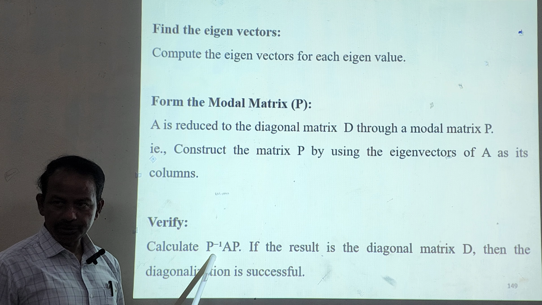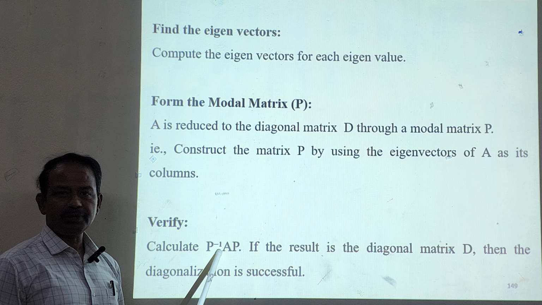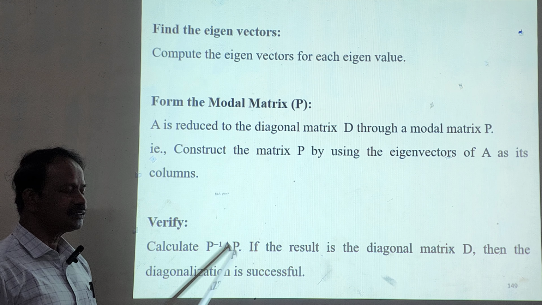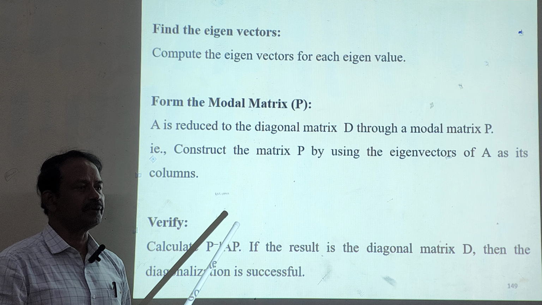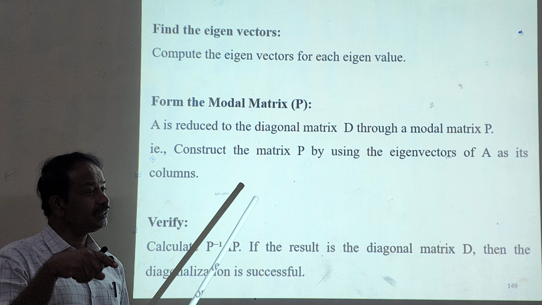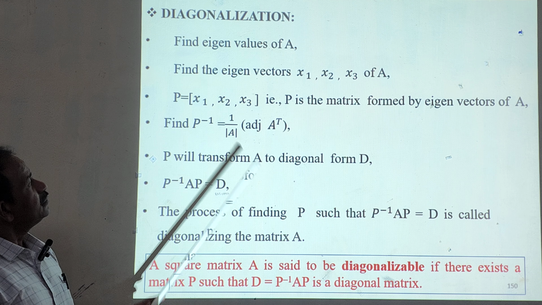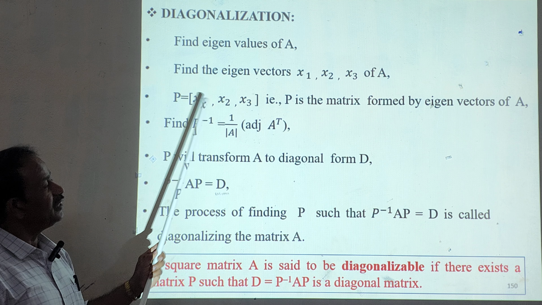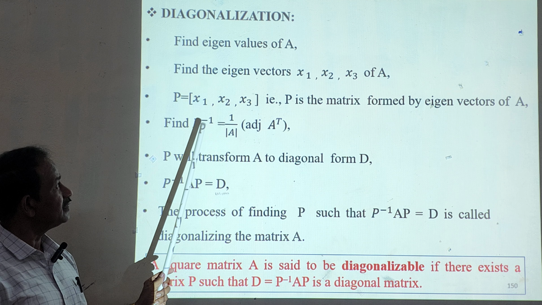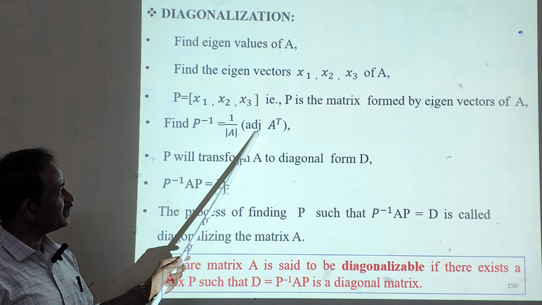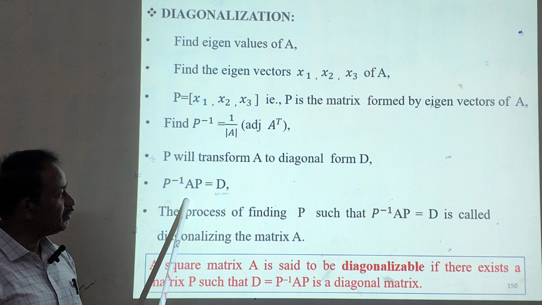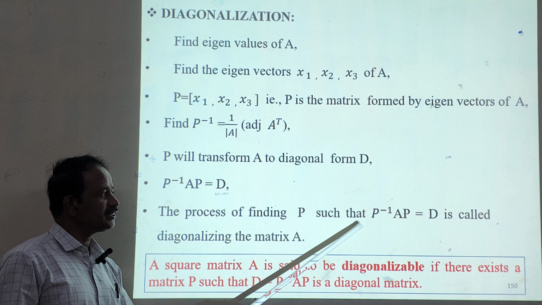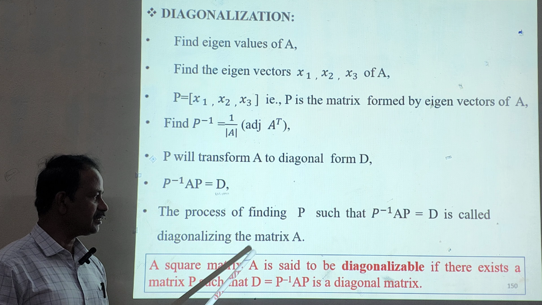Now we are going to calculate. We are going to use this formula P inverse A P, which is nothing but the similarity transformation formula. If the result is a diagonal matrix D, then the diagonalization is successful. So we will get only the diagonal form. Only diagonal elements alone will exist. So this is the process. You have to find the eigenvalues, eigenvectors, then put together the model matrix, then find P inverse. The formula is P inverse A P, which is nothing but your diagonal matrix. So that will be in diagonal form. The process of finding P such that P inverse A P equals D is called diagonalization of a matrix.